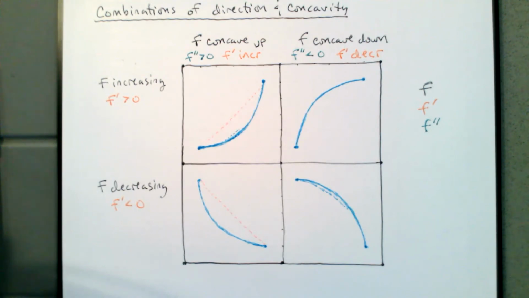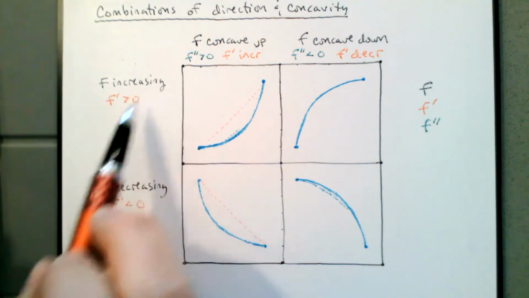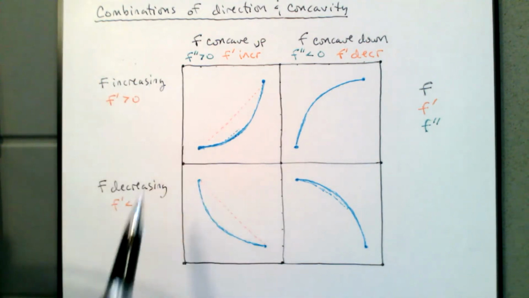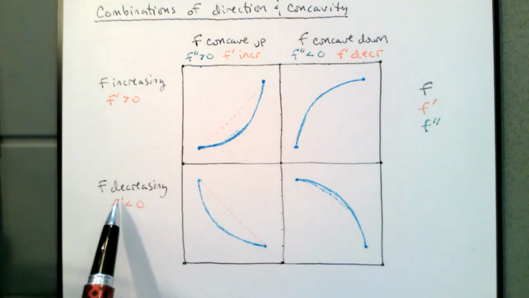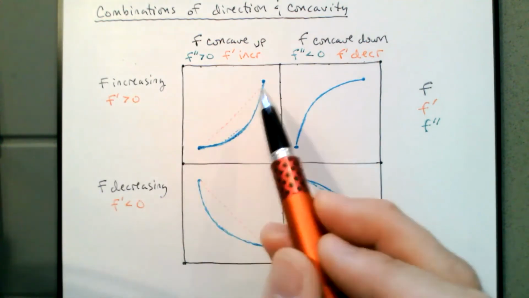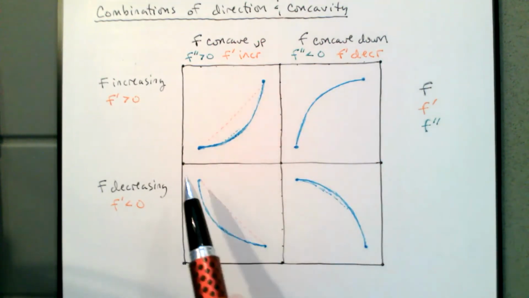Remember that the sign of the derivative tells us about the direction of the function. If the first derivative is positive, then the function is increasing. If the first derivative is negative, then the function is decreasing. Increasing in both of these cases, decreasing.